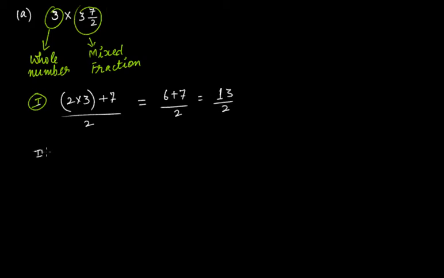Now the second step will be, you multiply this 3, that is the whole number, with this improper fraction, that is 13 by 2. So this will be 39 by 2.